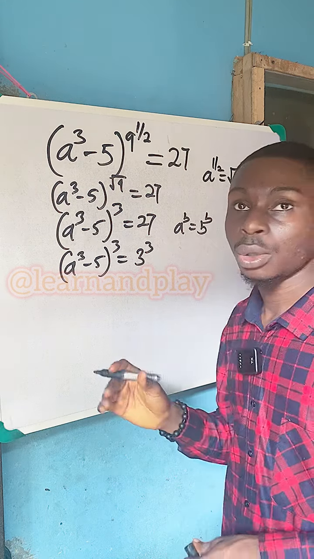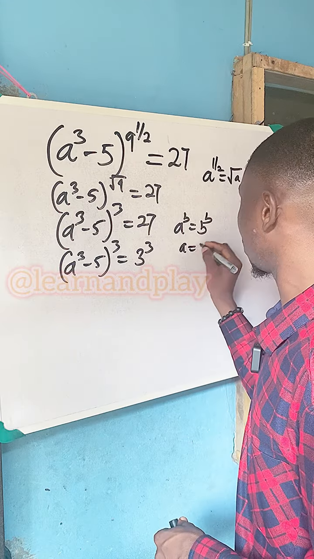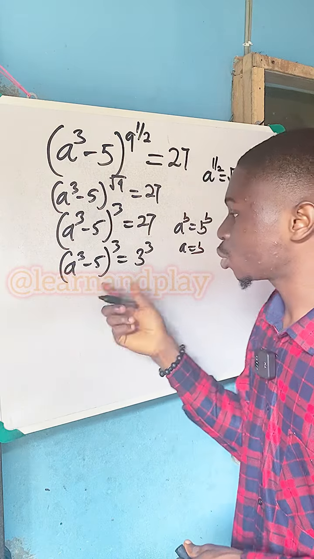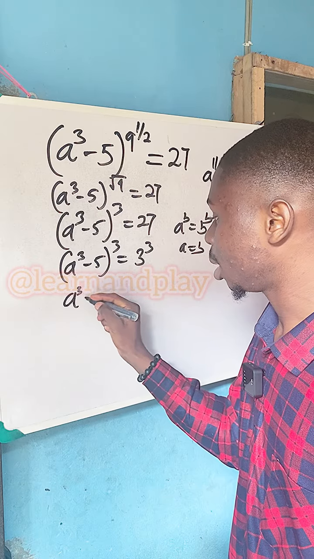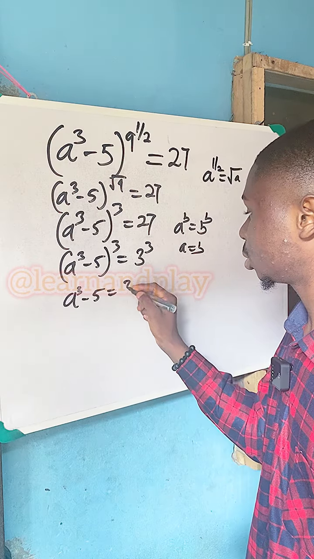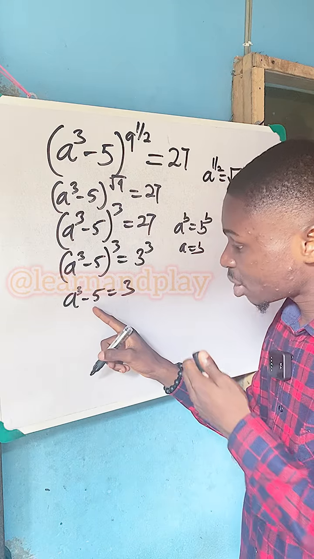Now, if you have a to the power of b is equal to b to the power of b, when you have the same power, you equal the base. So a here is equal to what? B. So the same thing is applicable here. When we have the same power, we just equal the base, so a cubed minus 5 is equal to what? 3.